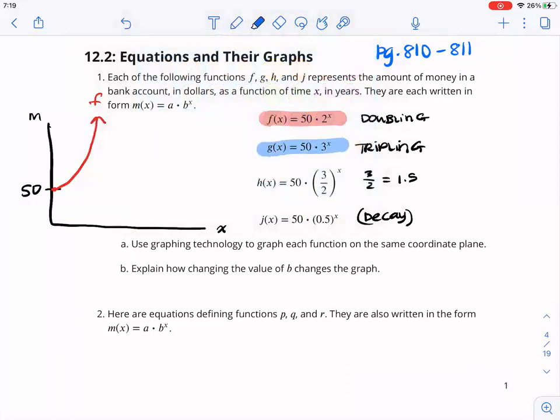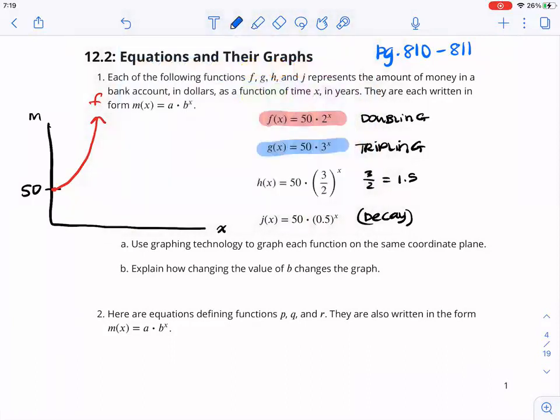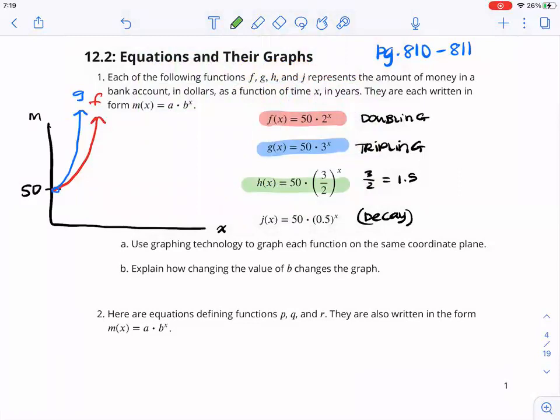All right, then let's do g of x. So g of x is going to triple. So it's actually going to be growing faster than f. So we're going to start at 50, and it's going to be a little bit steeper than f. H we'll do in green. And so this is going to be increasing by 1.5. So it's going to be a little less steep than doubling. So we're going to draw it out here like this.